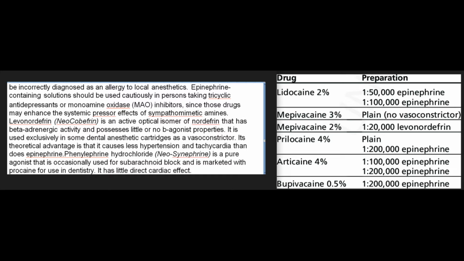Levonordefrin, Neo-Cobefrin, is an active optical isomer of norepinephrine that has alpha-adrenergic activity and possesses little or no beta-agonist properties. It is used exclusively in some dental anesthetic cartridges as a vasoconstrictor. Its theoretical advantage is that it causes less hypertension and tachycardia than does epinephrine. Phenylephrine hydrochloride, Neo-Synephrine, is a pure alpha agonist that is occasionally used for subarachnoid block and is marketed with procaine for use in dentistry. It has little direct cardiac effect.